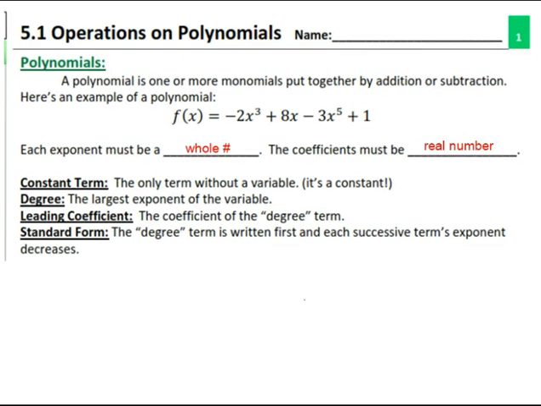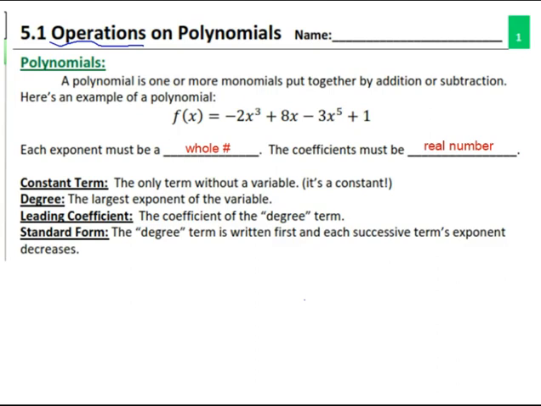Alright, welcome to section 5.1. We're going to be talking about polynomials this entire unit, how we can add them, subtract them, multiply them, divide them, factor them, and how we can graph them. So a big unit on polynomials, but we're going to start off just talking about operations with polynomials, specifically how we can add, subtract, multiply, and factor polynomials. So we're going to have a little bit of a review of factoring.